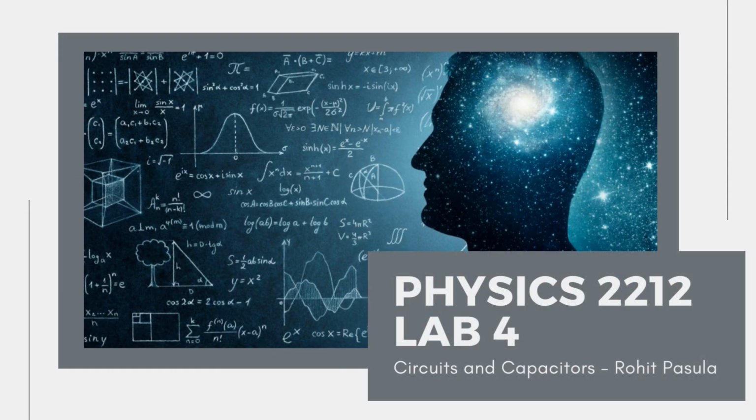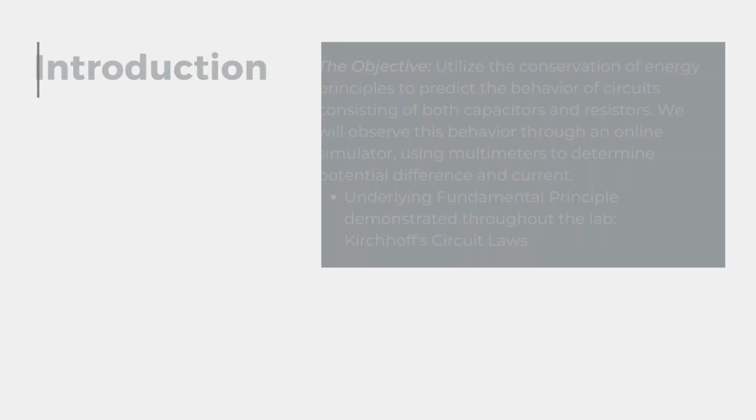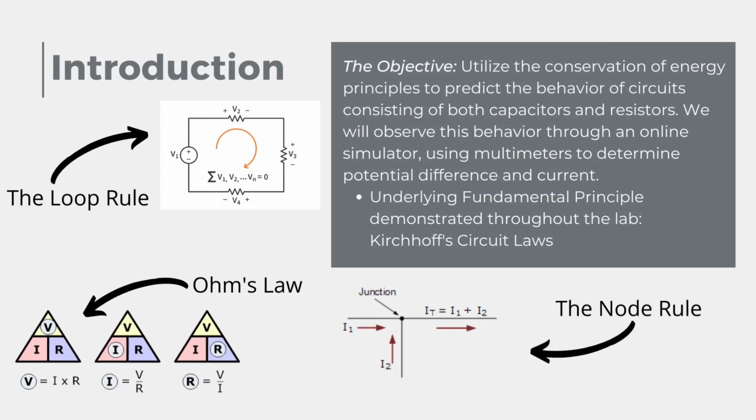Hi, my name is Rohit Pasula and this is my video for Lab 4, Circuits and Capacitors. The objective of the lab is to utilize the conservation of energy principles to predict the behavior of circuits consisting of both capacitors and resistors. We will observe this behavior through an online simulator using multimeters to determine potential difference and current.